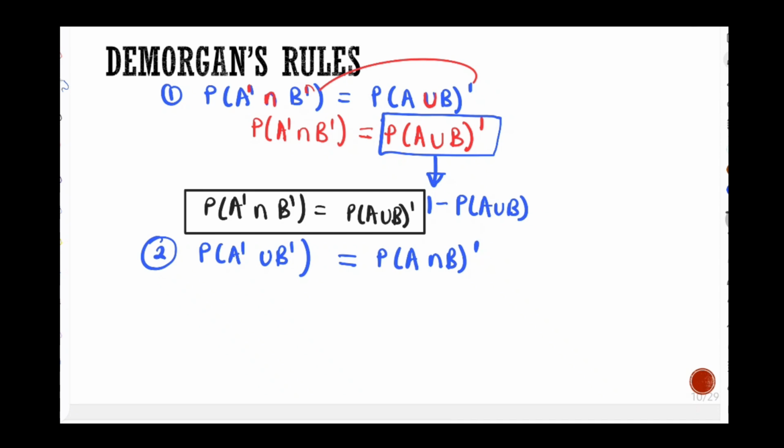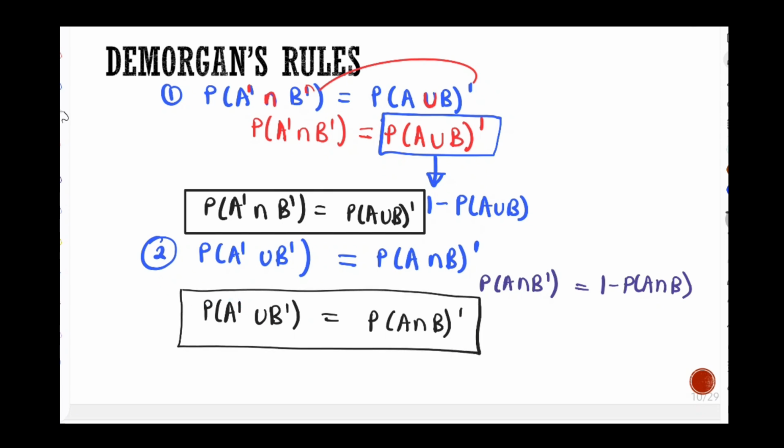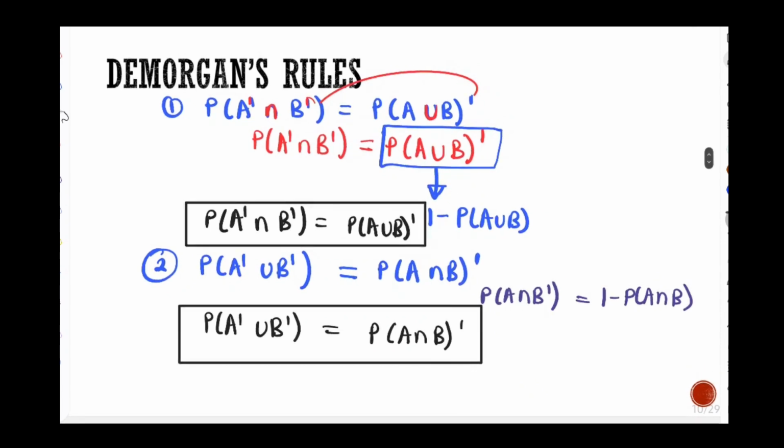Then from the complement of events, we know that probability of A intersection B complement can be got from 1 minus probability of A intersection B. So if we are to summarize our rule, probability of A complement union B complement is actually equal to probability of A intersection B complement, with the complement outside. That is an important rule that will help us on a number of occasions if we are solving questions that could be involving any of these events.